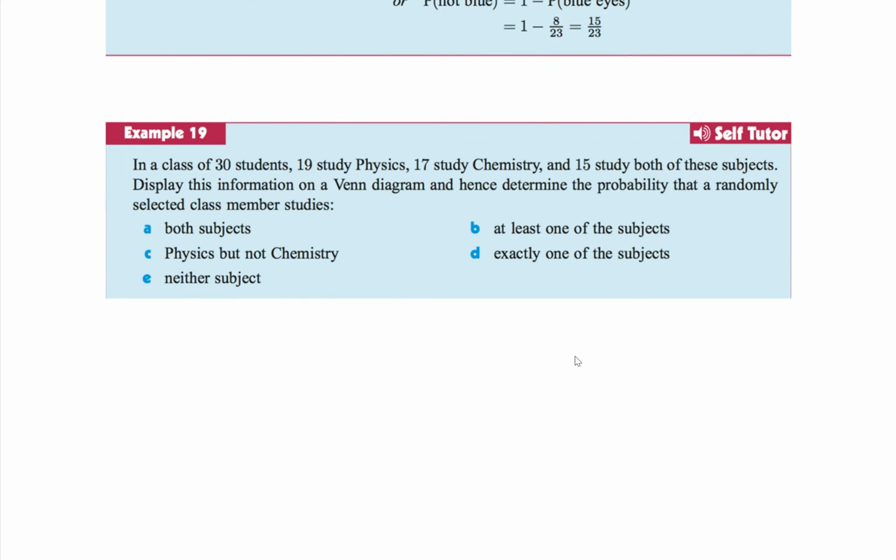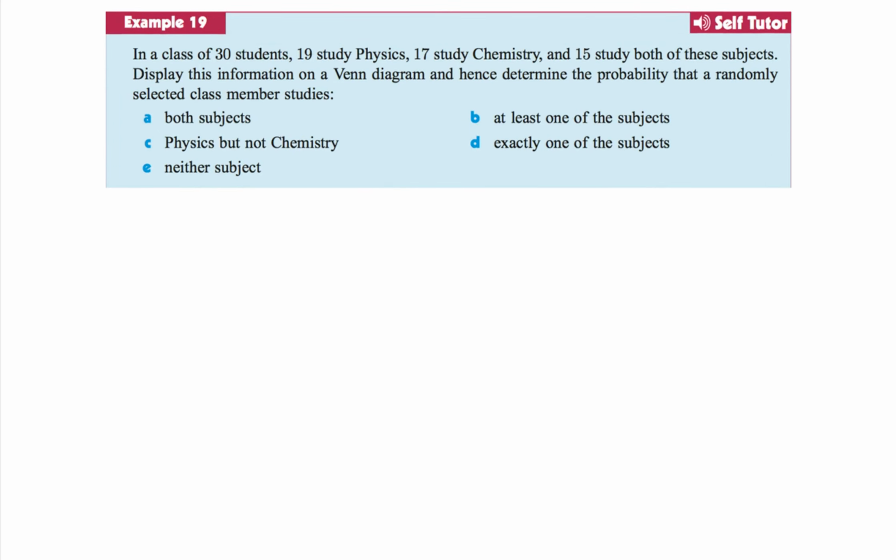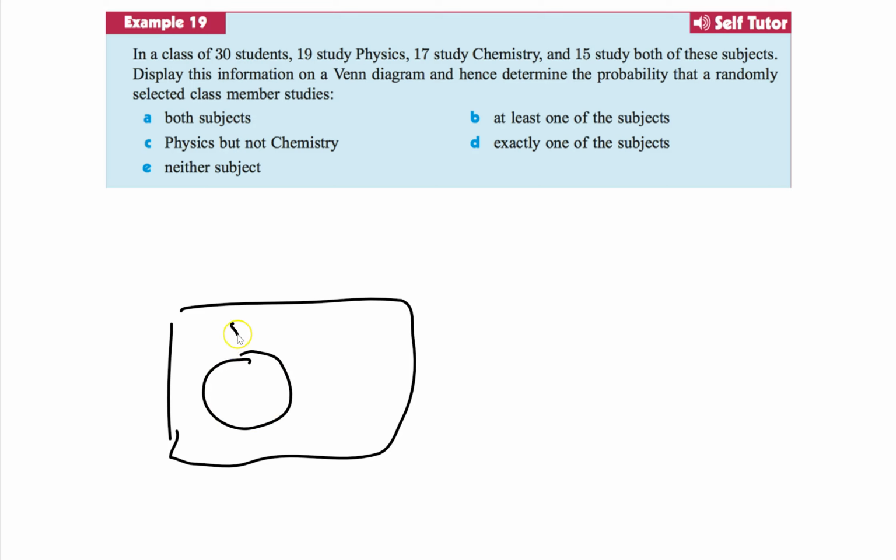Let's go with something a little more interesting. And that's this right here. So again, these are the questions you're probably going to see the most of. In a class of 30 students, 19 study physics, 17 study chemistry, and 15 study both of these subjects. Display the information on a Venn diagram, hence determine the probability that a randomly selected class member studies a given subject. So we're going to do this kind of thing. And we have physics, and we have chemistry. Our universe is 30 students, because it says 30 right there.